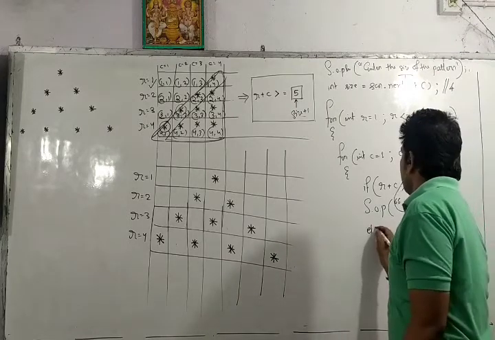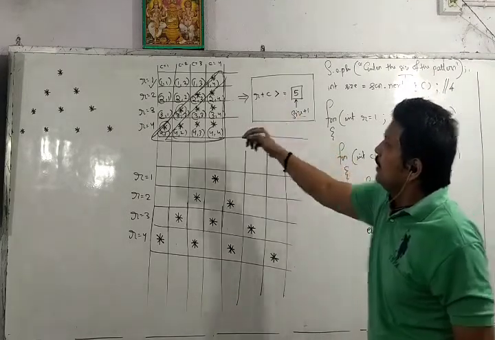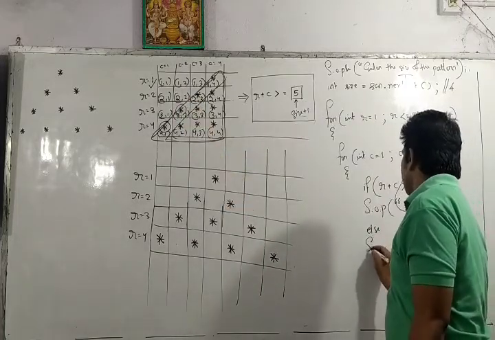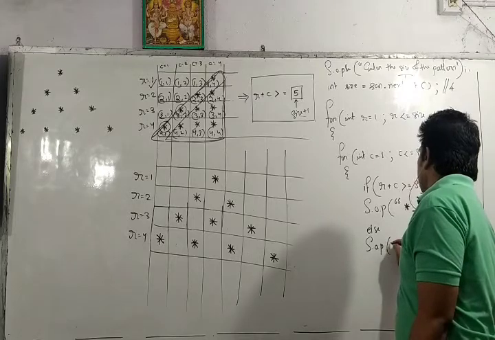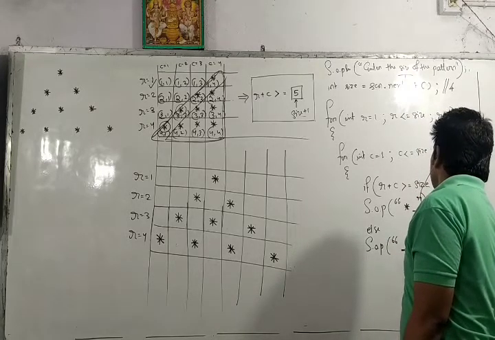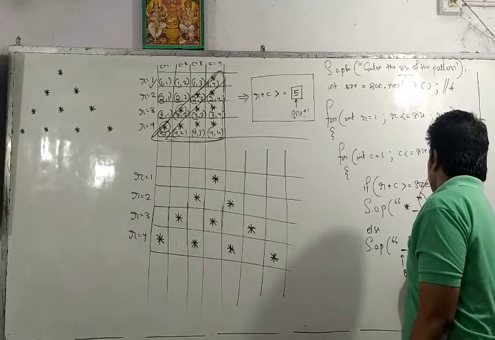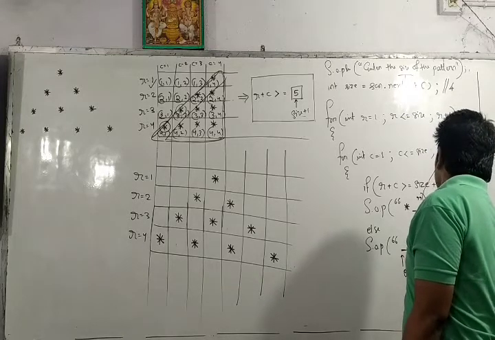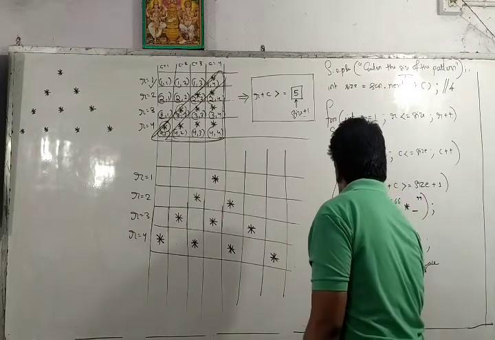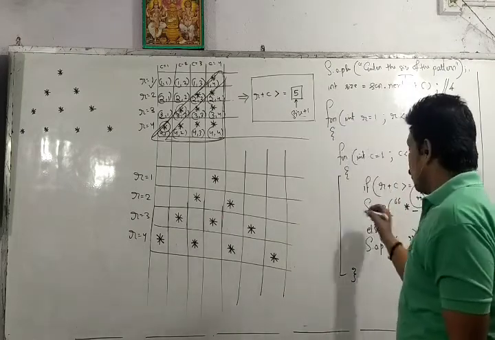Then else, if this condition is not satisfied, then we have to print the space. So System.out.print, one space. Then let me close the body or block of the inner for loop.